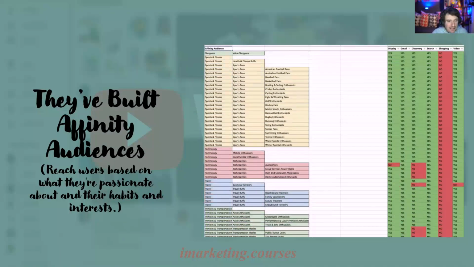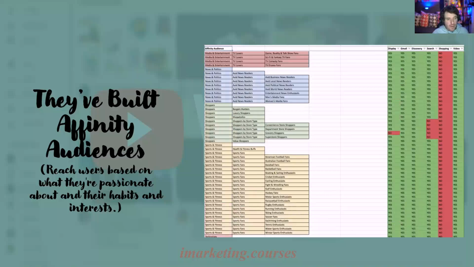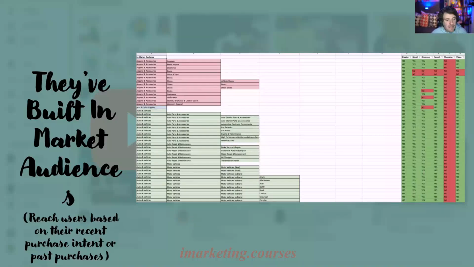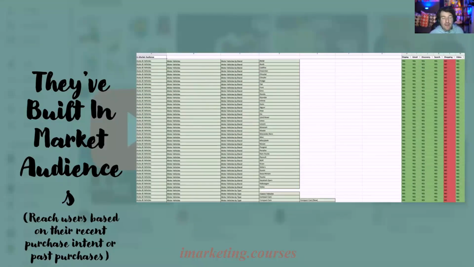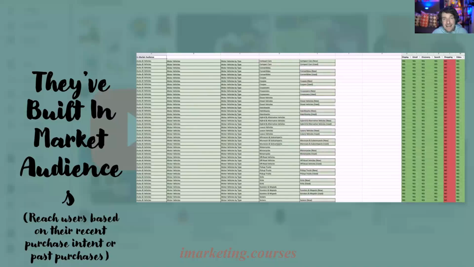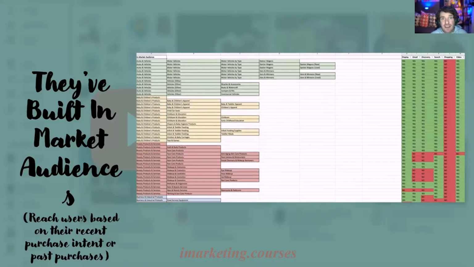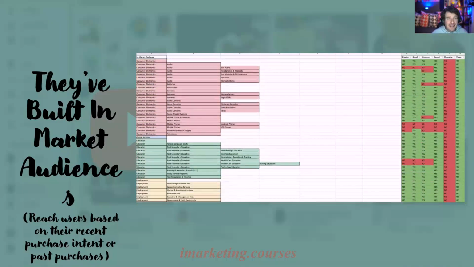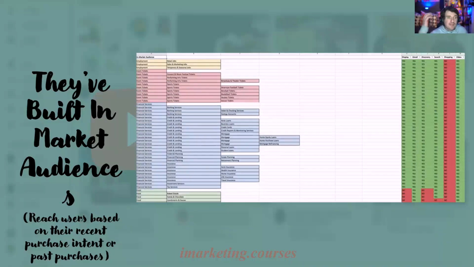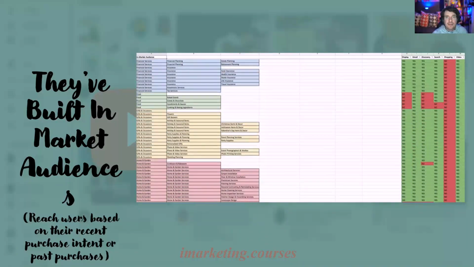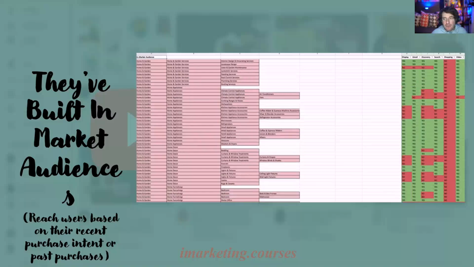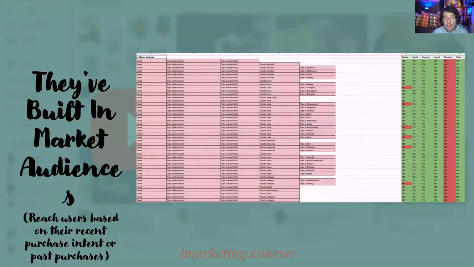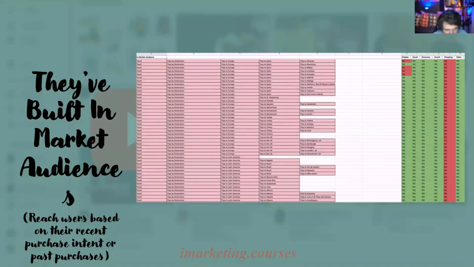So they've built affinity audiences, which allows you to reach users based on what they're passionate about and their habits and their interests. They've built in-market audiences, which is reaching users based on their recent purchase intent or past purchases. These are essentially buyer audiences. Google have built out buyer audiences. You've heard the saying that a buyer is a buyer is a buyer, and you should be building a list of buyers versus a list of prospects. Google have gone ahead and built the ultimate list of buyers that you can just start tapping into and start reaching with display ads, Gmail ads, discovery ads, search ads, and video ads, not shopping ads, not yet anyway.